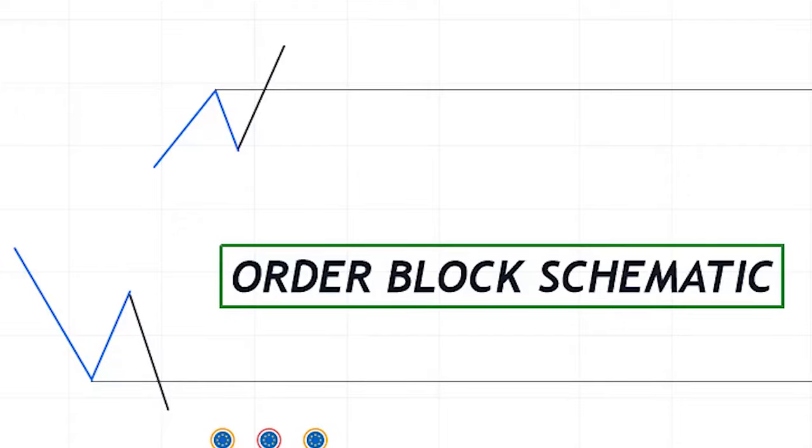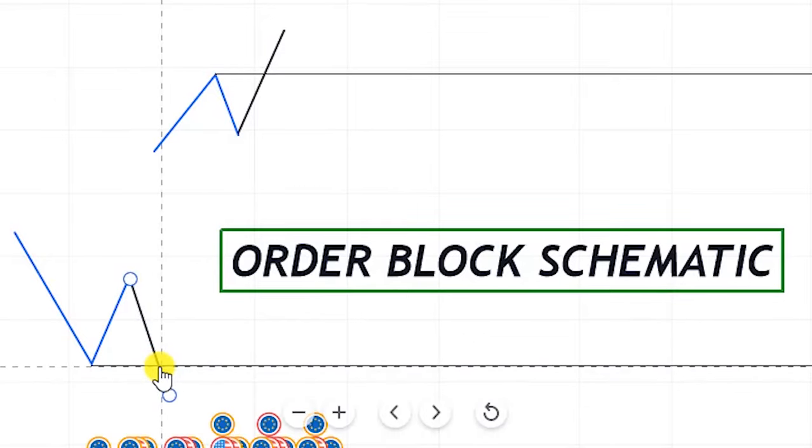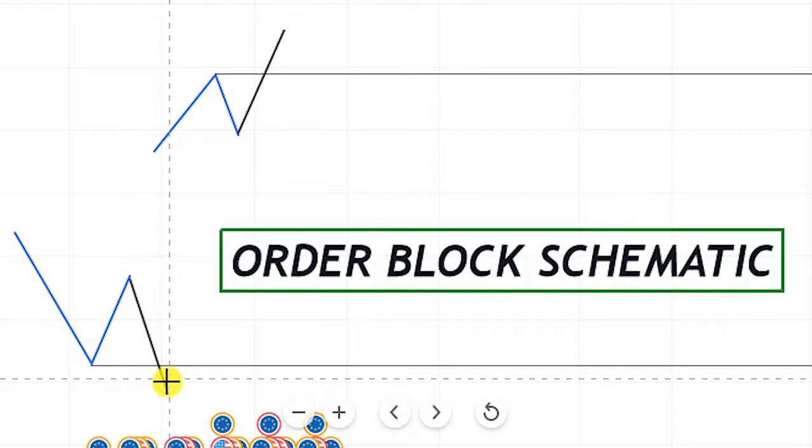So the way the market creates this order block schematic is pretty simple. What they do is they create a high or a low rather, sorry, a low or a high. When they create this low or high, they know that if price gets to this low in the future, most traders will be looking to sell and put their stop losses below these areas.